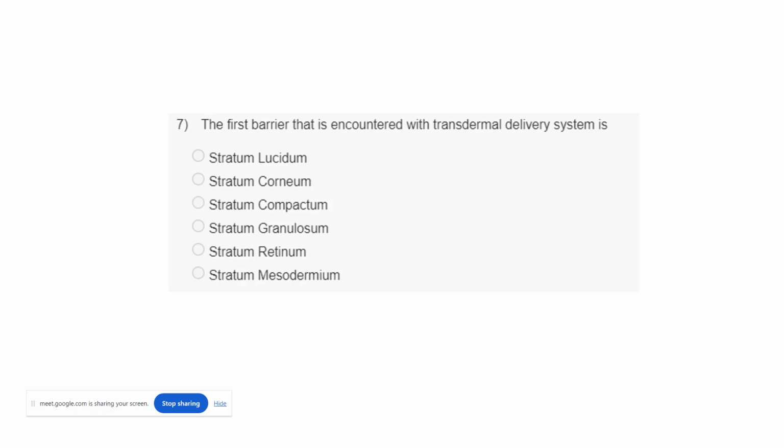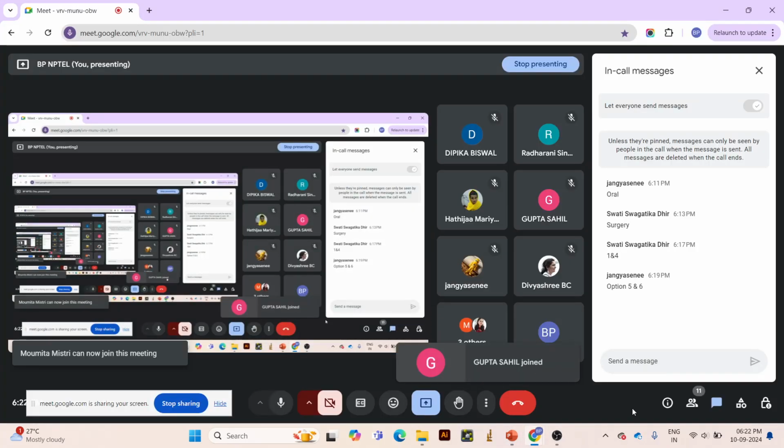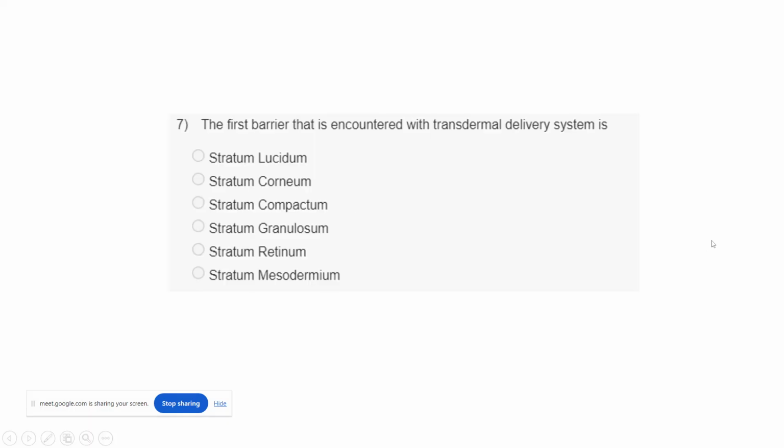Okay, ma'am, option 2. Okay. Anybody else would like to answer? The first barrier that is encountered in transdermal delivery system.